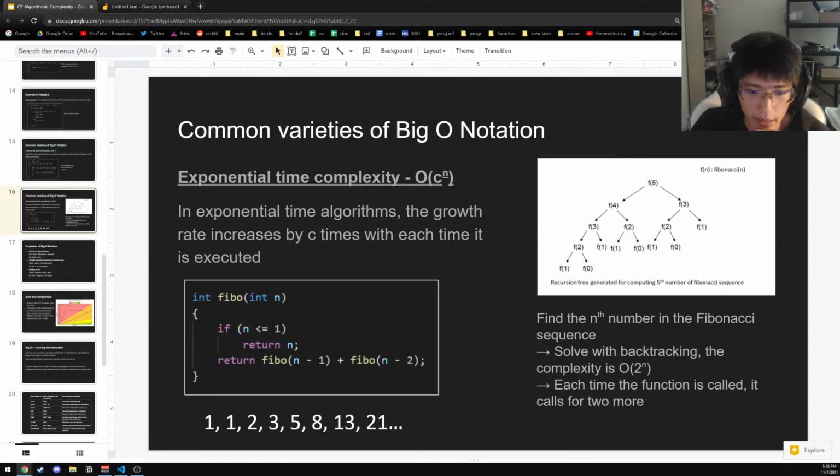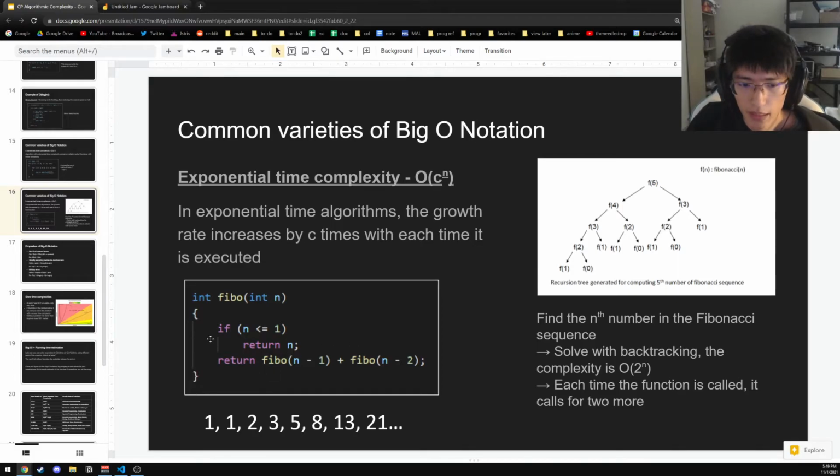Exponential time complexity might occur when you have to do something c times every time it's executed. A really popular example is the Fibonacci sequence, like 1, 1, 2, 3, 5, 8. So 1 plus 1 is 2, 1 plus 2 is 3, 2 plus 3 is 5, 3 plus 5 is 8. So you keep on doing that. That's called the Fibonacci sequence.